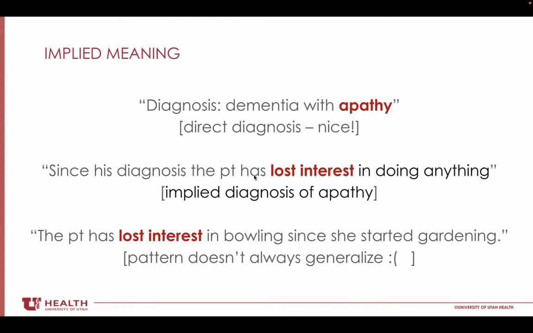And once you develop a pattern like this, seeing that lost interest might refer to apathy, that could start to lead to some false positives because it's not always going to mean that. So for example, the patient has lost interest in bowling since she started gardening. She's not lost interest in bowling because she's feeling this general medical condition of apathy. She's just picked up a new hobby. And so the patterns that you build in one situation might lead to other problems down the road, and you need to find a way to balance those.